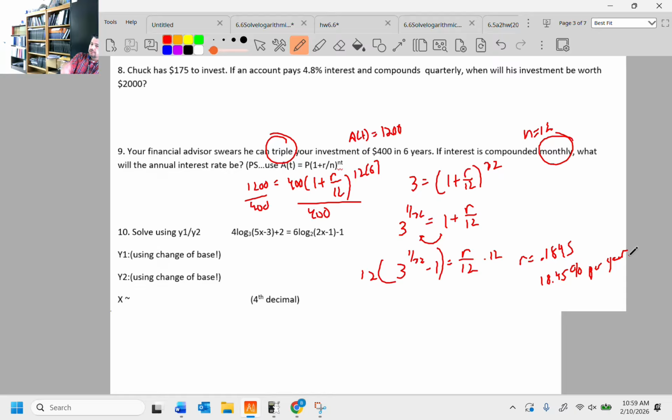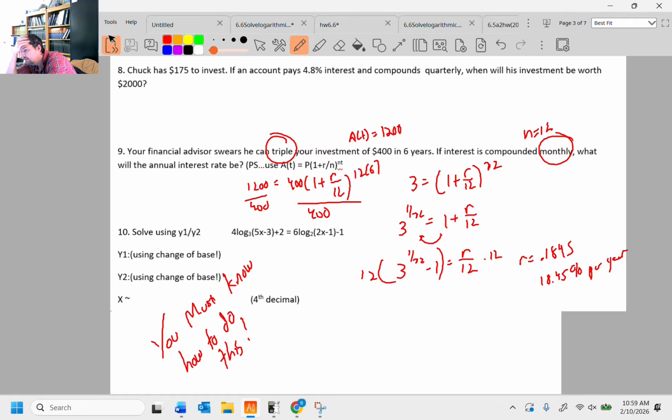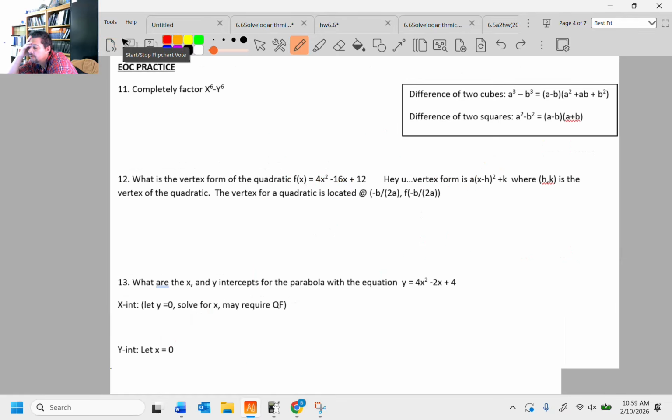It really is. Number 10 I'm saving for y'all. Y'all need to learn change of base. You can't just watch me do it. You must know change of base. It's not optional. You must know how to do this. You have to know it. Oh yeah, a little EOC practice.